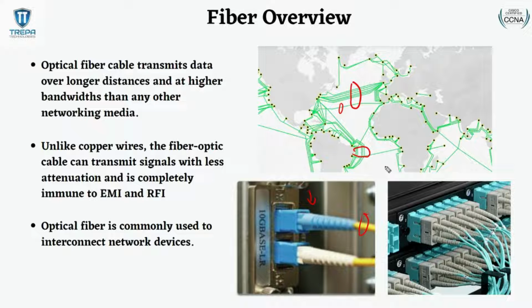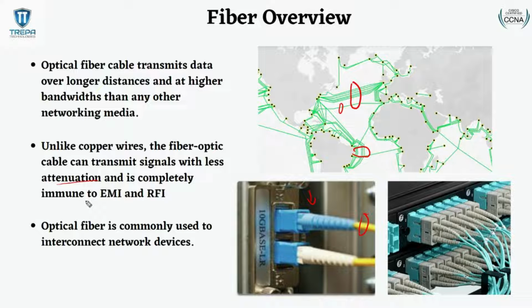So optical fiber cable is going to allow us to transmit data over long distances and at a much higher bandwidth than any other networking media, to include wireless or copper. So fiber is going to use light, right? It's going to use optical media is what we call it. But it's really just light going through a glass core. So because of this, we are less likely to have attenuation.